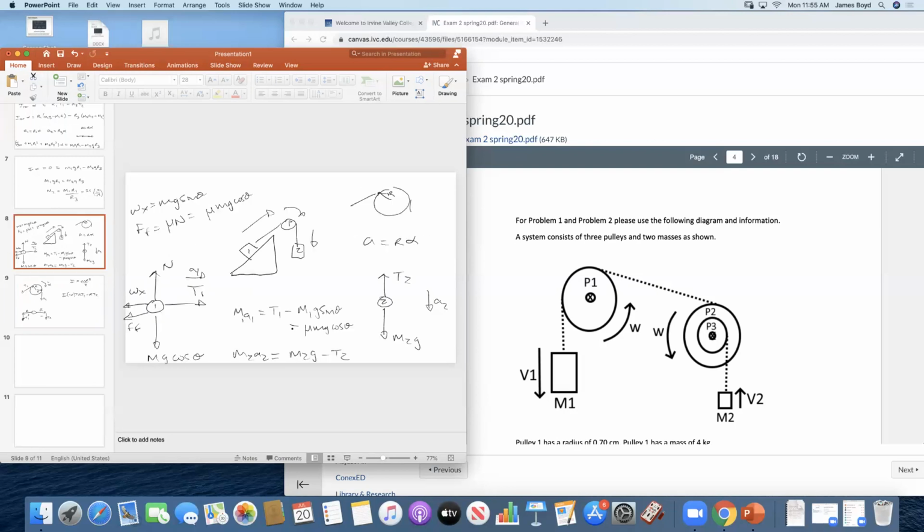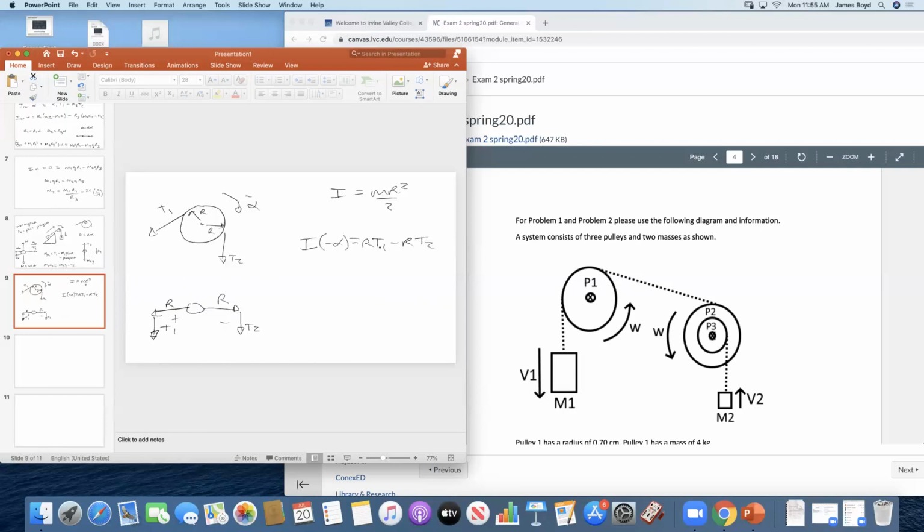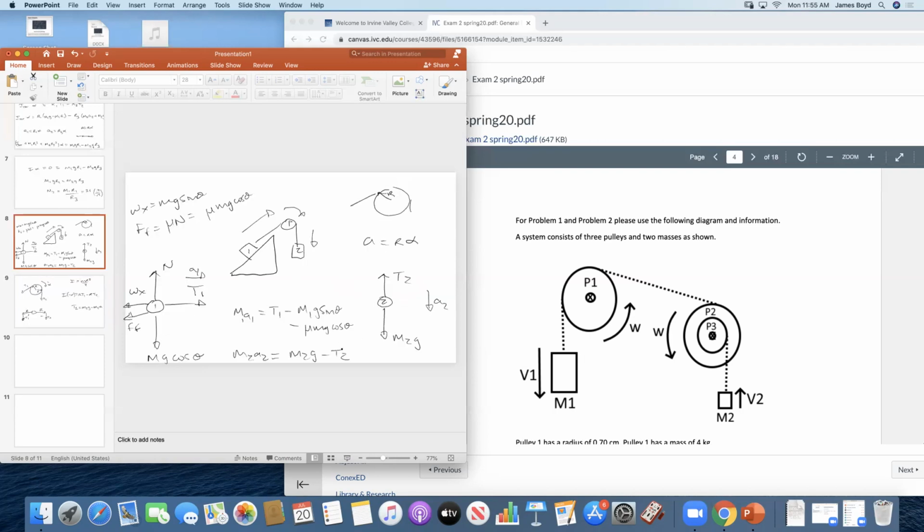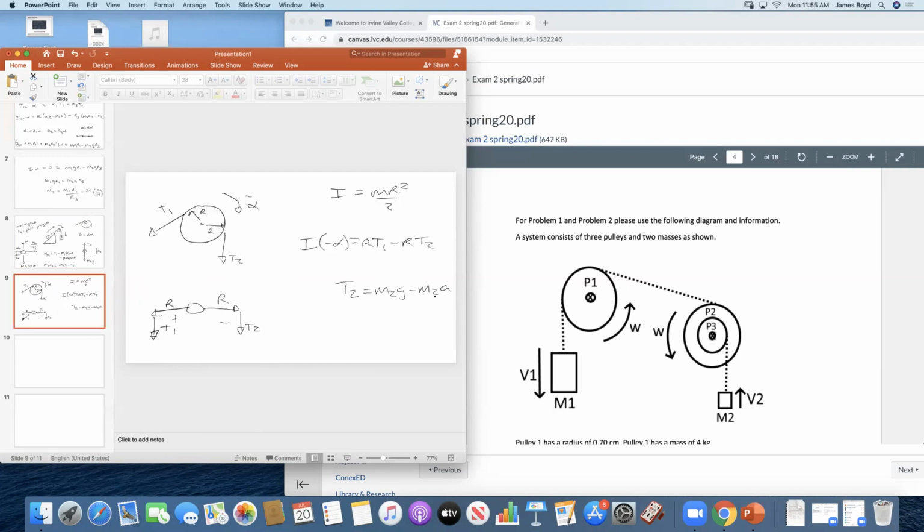Going back and solving these for T2 and T1, I can see that T2 is going to be M2G minus M2A. That doesn't look right. Did I do something wrong here? Student: You need to swap. I think it's I. If you already put the negative alpha, wouldn't it be R T2? Oh, no, yeah, you're right. No, you're absolutely right. It's fine. I forgot about the negative alpha.